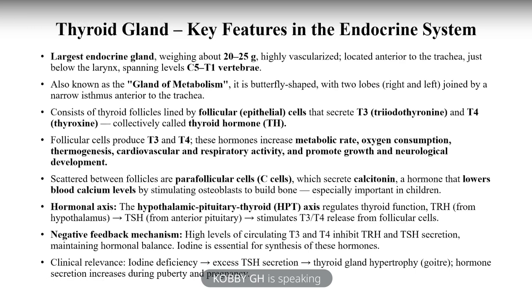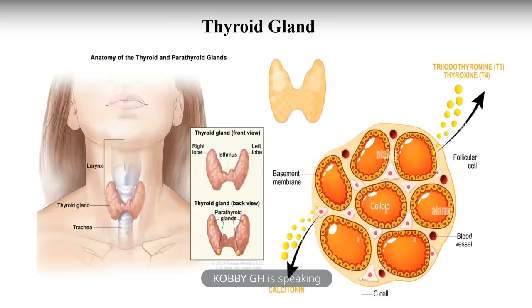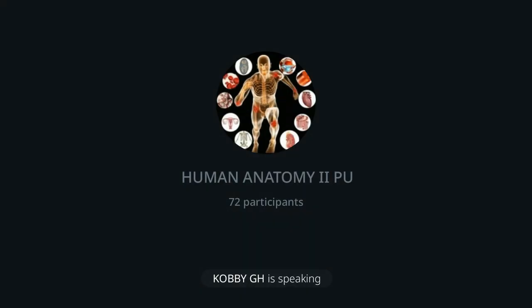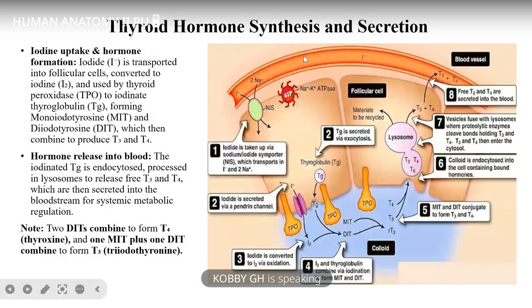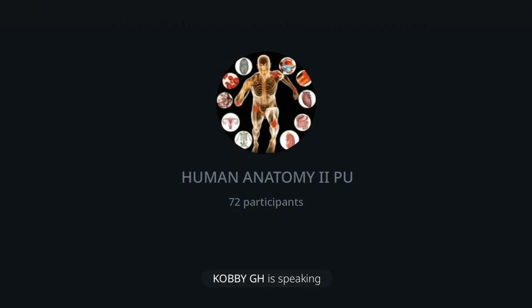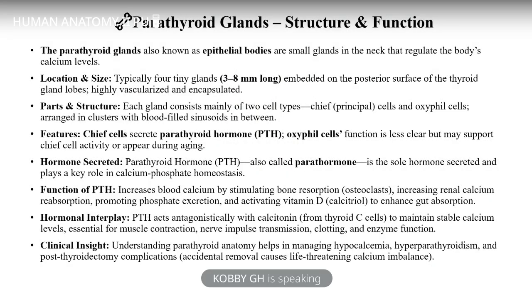Great. Did I explain how thyroid hormone is synthesized from the thyroid gland? I think I explained that in class, so let's skip that for now. Then, did we do the parathyroid gland? No. Okay, so the parathyroid gland.